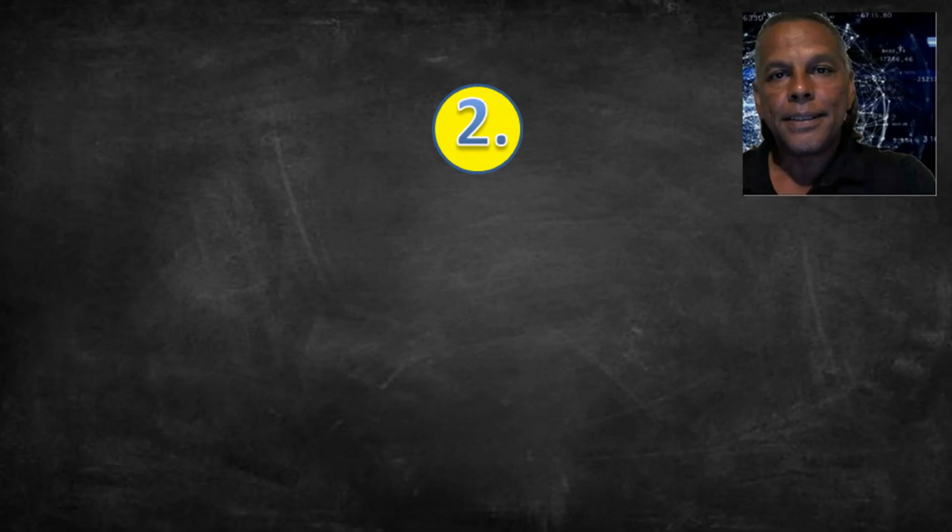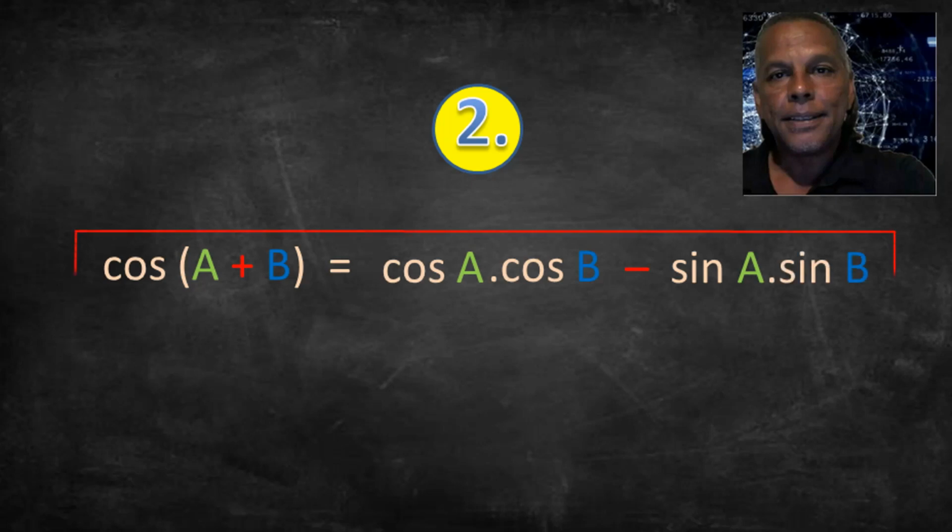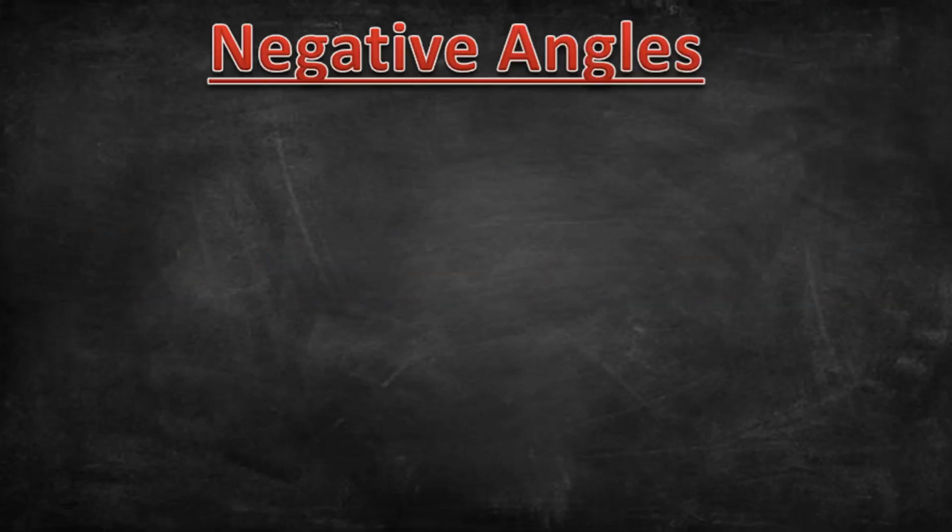The second compound angle expansion says that the cos of A plus B equals the cos of A times the cos of B minus the sine of A times the sine of B. Before we can look at the proof of this theorem, in other words, the proof of the second compound expansion, we need to briefly revisit negative angles from previous levels of study.